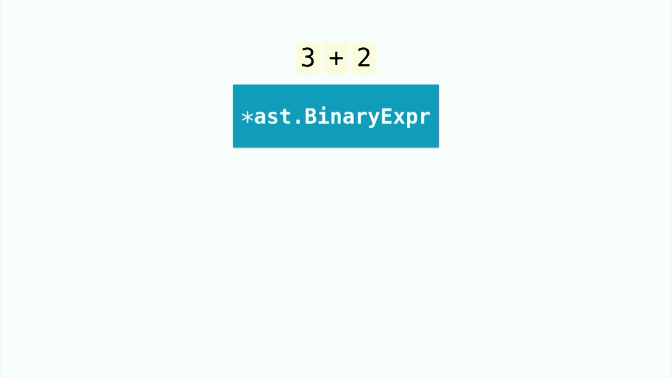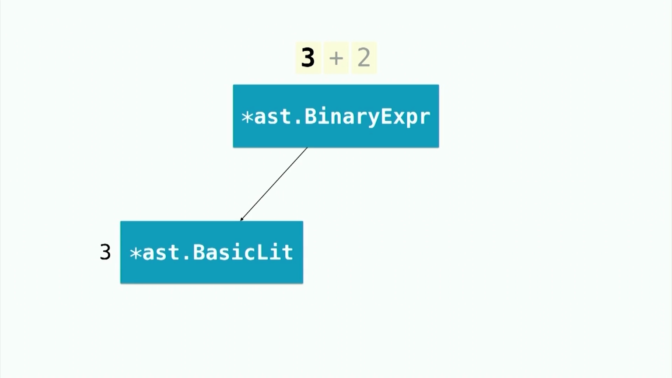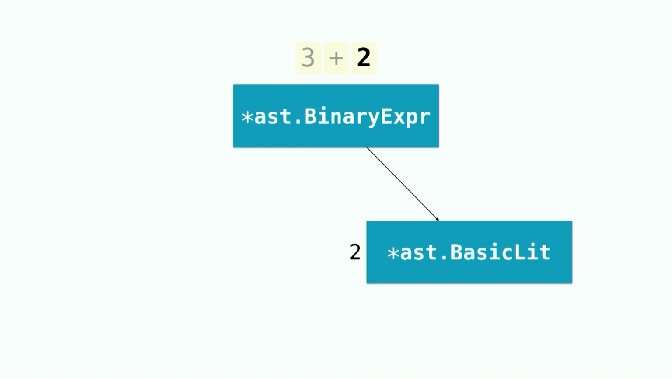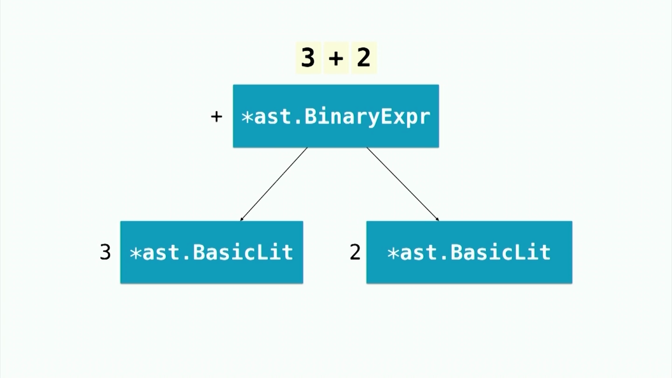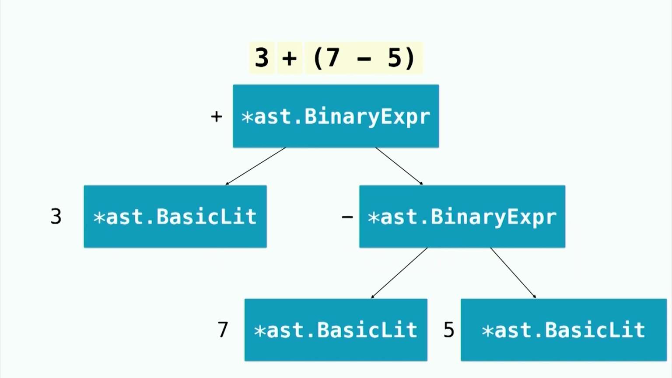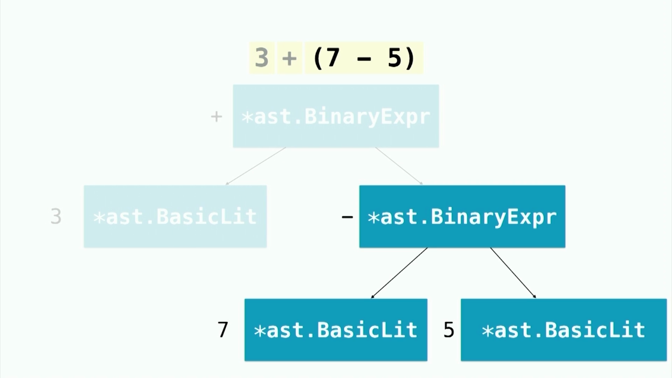So here we have a single node. It's called the binary expression, ast.BinaryExpr. And we can further expand this. The integer 3 can be represented by a basic literal. And the other integer, the number 2, can also be represented by a basic literal node. And if you combine them and add an operand, the plus operand, this is the whole tree for this simple expression. Another example, and you see this is now actually two expressions. And 7 minus 5 is another binary expression. So this is just a small example.